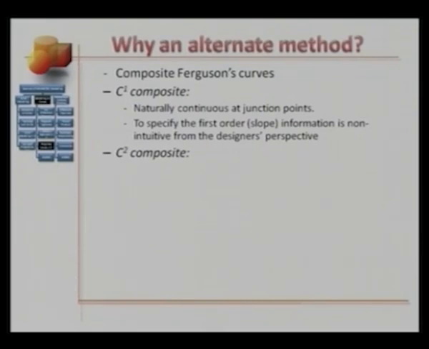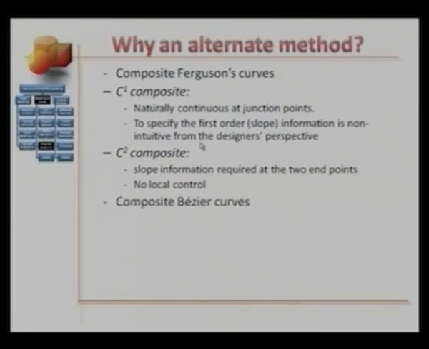For C2 composite Ferguson curves, the slope information is required at only two endpoints. All the intermediate slopes will get computed due to C2 continuity conditions. However, there is no local shape control for the entire curve. In fact, C1 composite Ferguson curves can be locally controlled in shape.